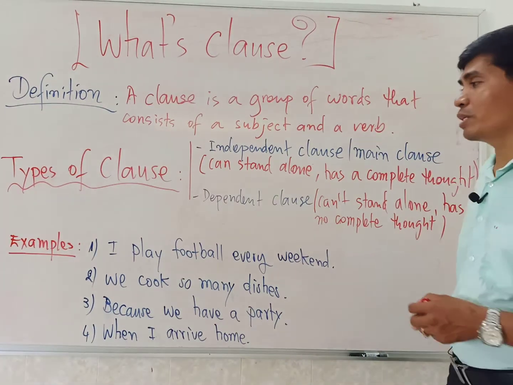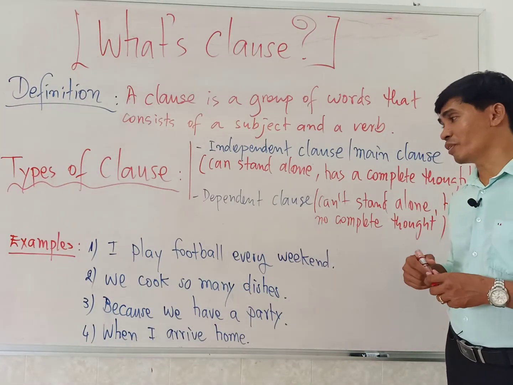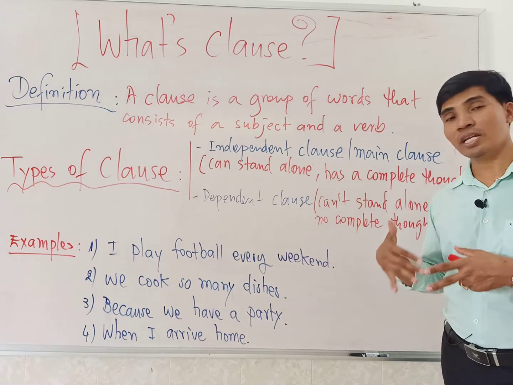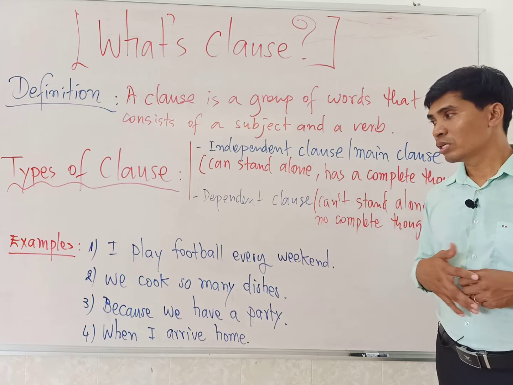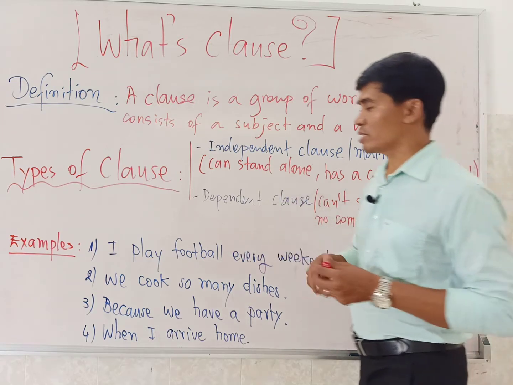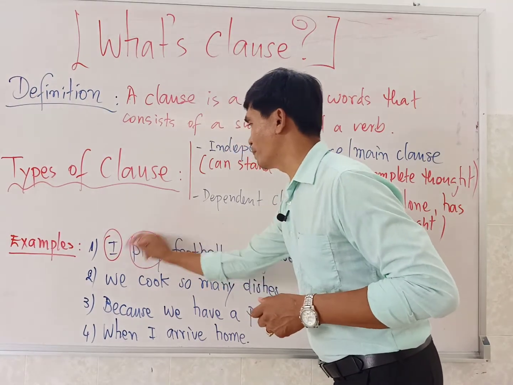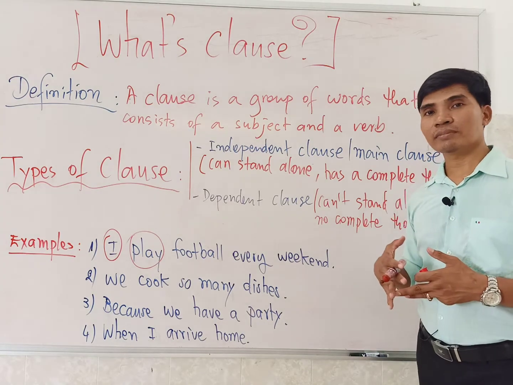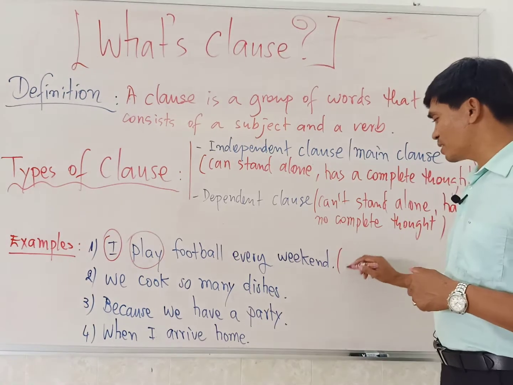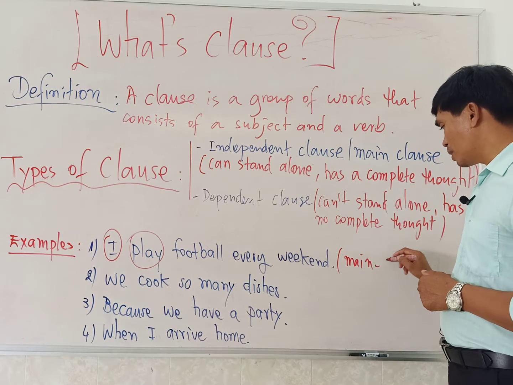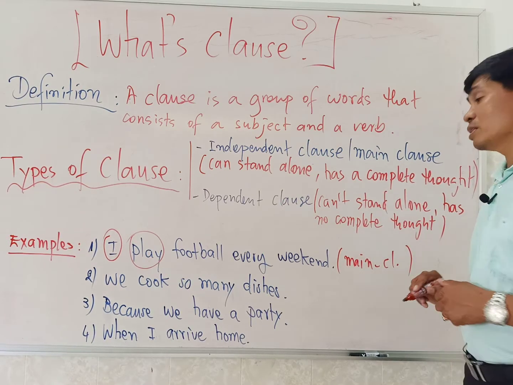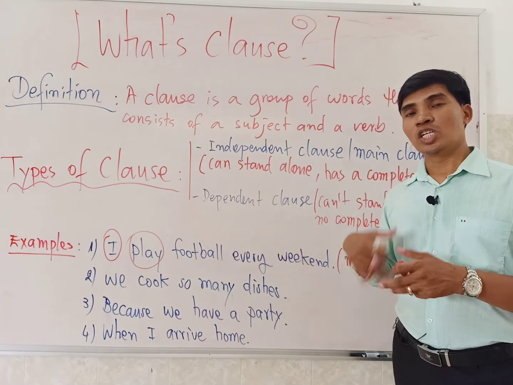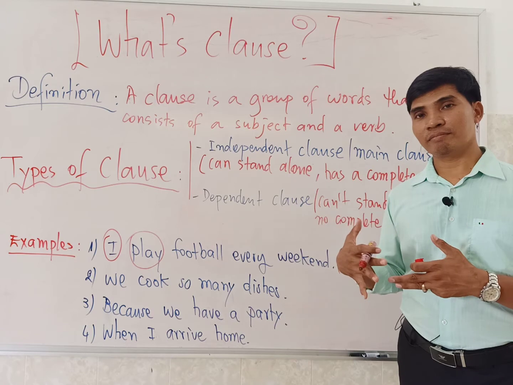The first example: I play football every weekend. Do you think this sentence makes sense, or does it need another sentence to make a complete thought? Here we have the subject and a verb. I read again: I play football every weekend. This sentence is a main clause because it has a complete thought and makes sense. No need for another sentence to make a complete thought.